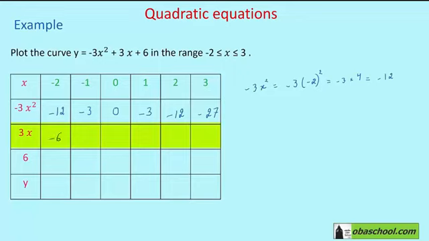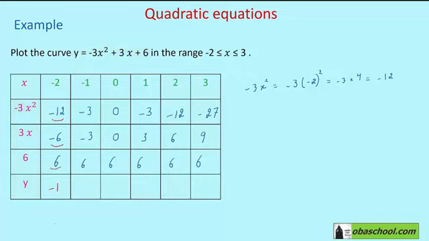Now for the second row, minus 2 times 3 is minus 6, minus 1 times 3 is minus 3, 0 times 3 is 0, 1 times 3 is 3, 2 times 3 is 6, and 3 times 3 is 9. 6 stays the same, and as usual, y is the sum.